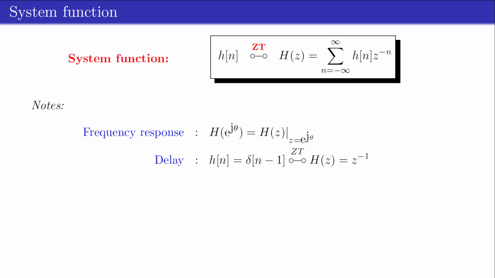The Z-transform of a delay is z^{-1}. For this reason, we sometimes represent a delay in a signal flow graph with the symbol z^{-1}.